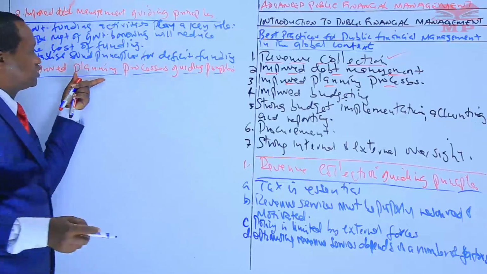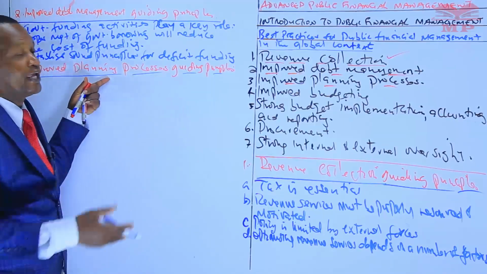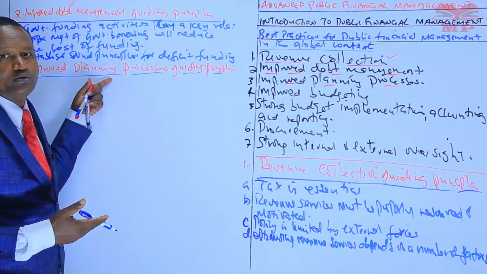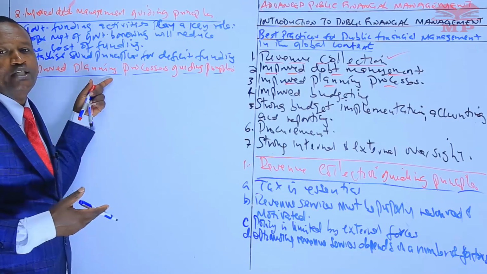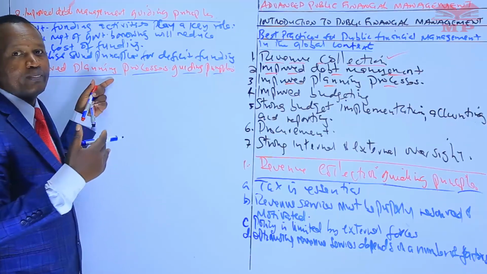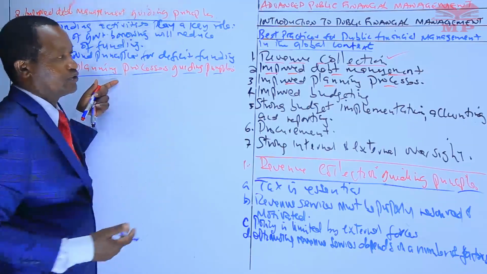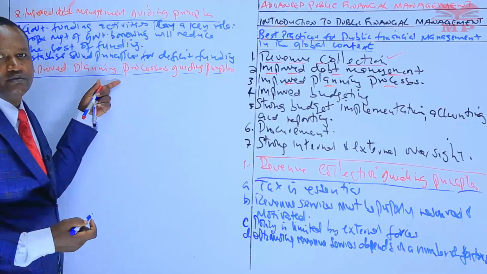Now, candidates, we all know that a plan is a predetermined course of action. Planning, we all know, is a logical organization of activities towards achievement of objectives. And here we are talking about the government. So these are national objectives.